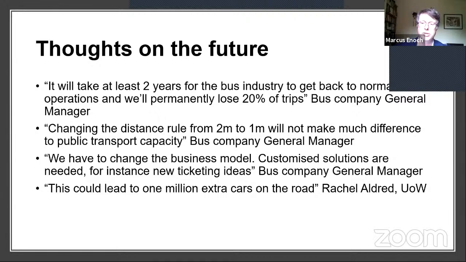And then Rachel Aldred at the University of Westminster did a widely cited article where she talks about the fact that kicking all these people off public transport is going to lead to an extra million cars on the road. I'll just jump in there as well.